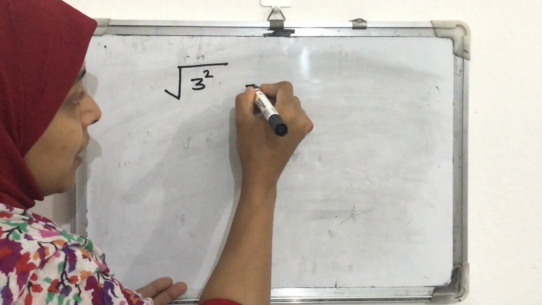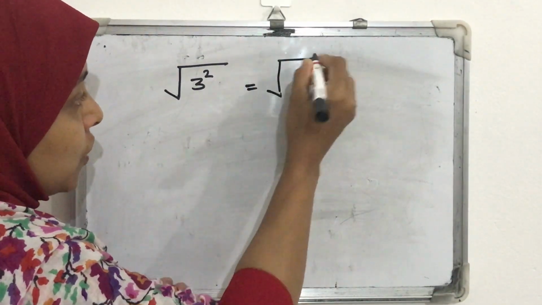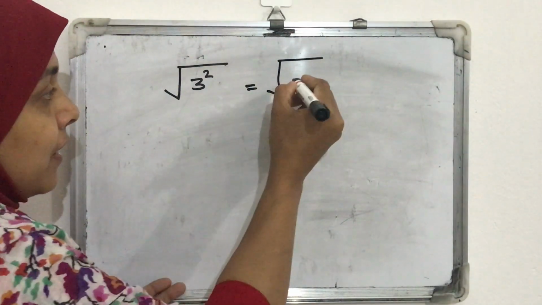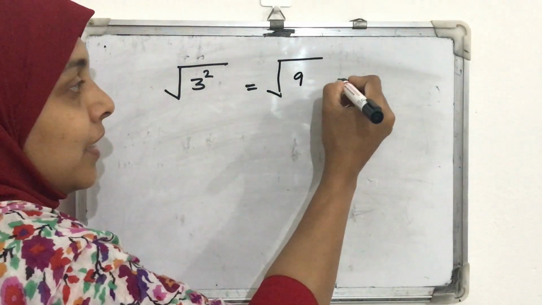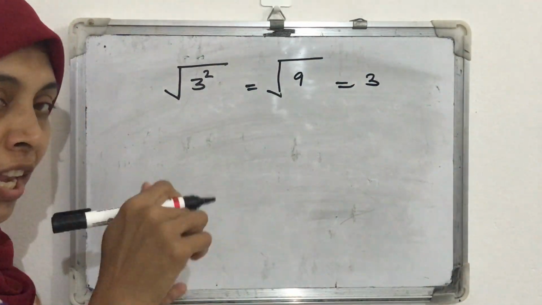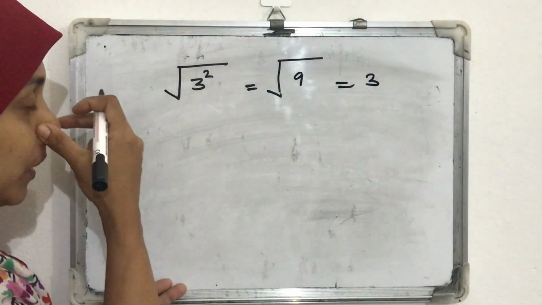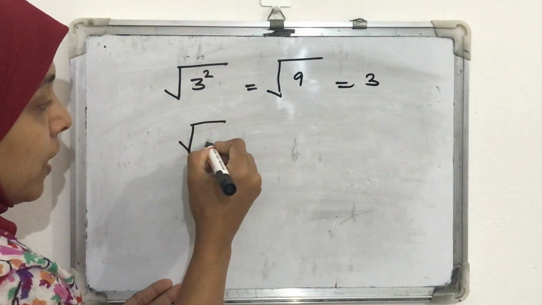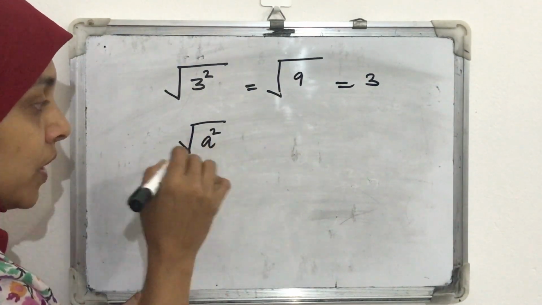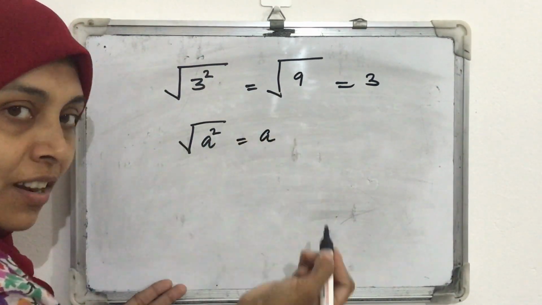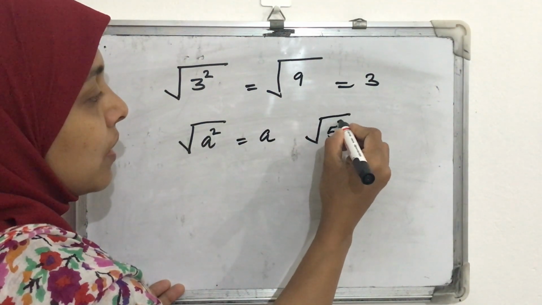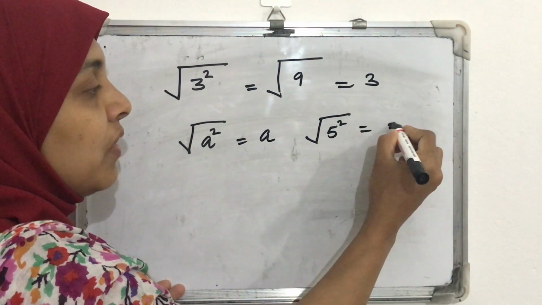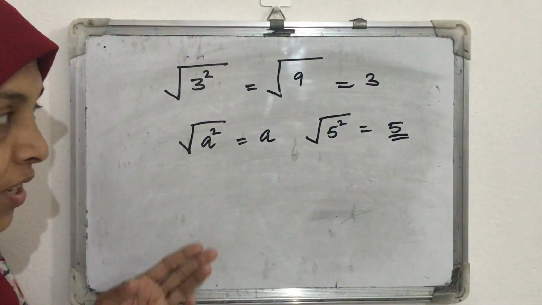Okay, so that will be equal to the square root of 3 squared, which is what? The square root of 9. We easily know the square root of 9 is 3. So for any number, the square root of that number's square, its answer will be the number itself. Another example, the square root of 5 squared will be equal to 5 itself.